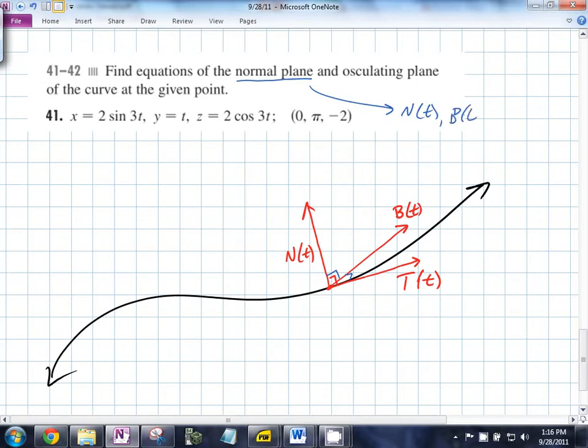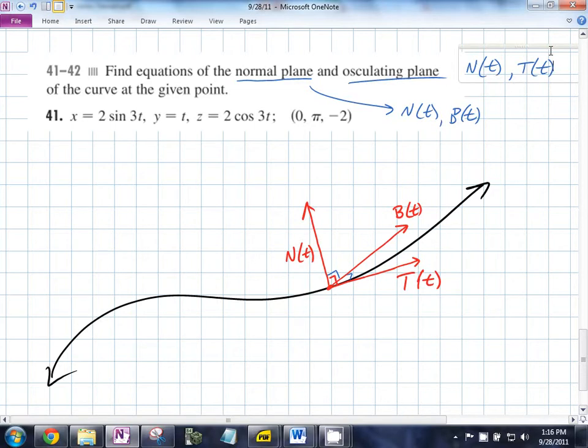What does oscu mean? Did you remember? It says that in the book. It means kiss, it just touches, right? So if this vector is going like this, the osculating plane is the plane that contains the unit tangent vector and the unit normal vector. The normal plane is the plane that contains the unit normal vector and the binormal vector. Exactly. Now here's the thing.